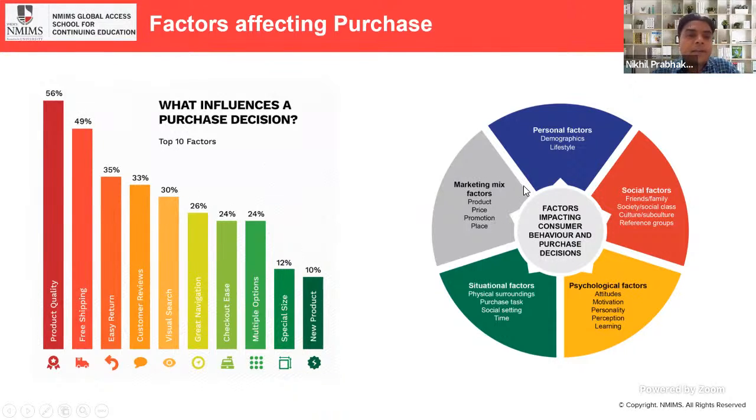Overall, from industry to industry, these factors like personal, social, psychological, and situational, these are those factors which are actually not in control of the marketer. What we have in control is marketing mix. So we can decide about our product, price, how will we promote, where are the places where we will sell our product. This marketing mix factors is what we can work on while keeping in look at all the other factors which are not so controllable.